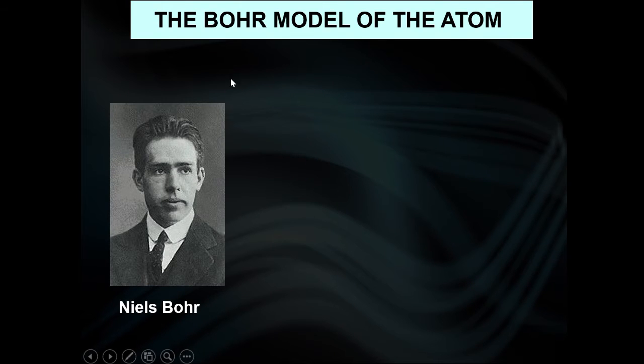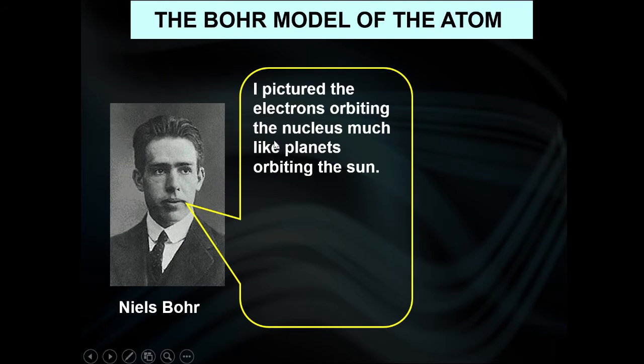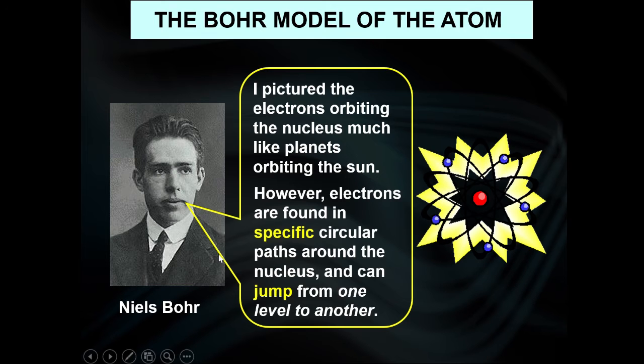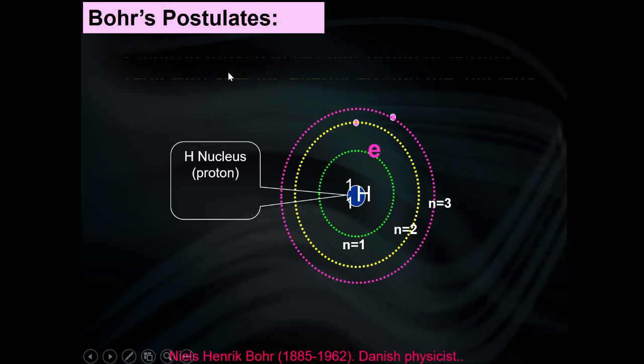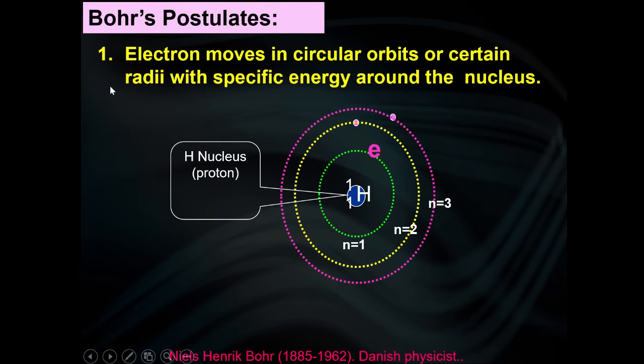So this is Niels Bohr, right? He said that he pictured the electron orbiting the nucleus much like planets orbiting the sun. However, electrons are found in specific circular paths around the nucleus and can jump from one level to another. So, you will need to know how to describe Bohr's postulates.